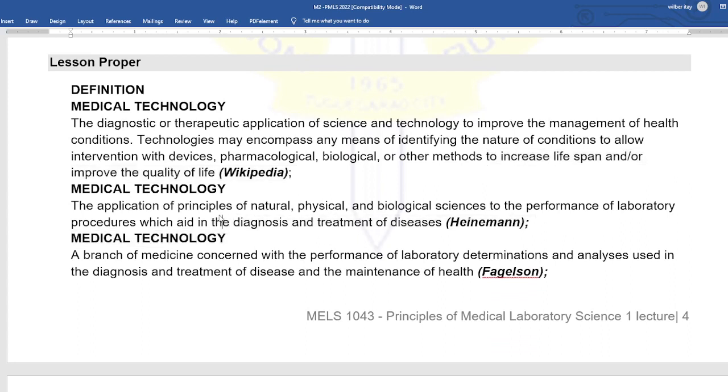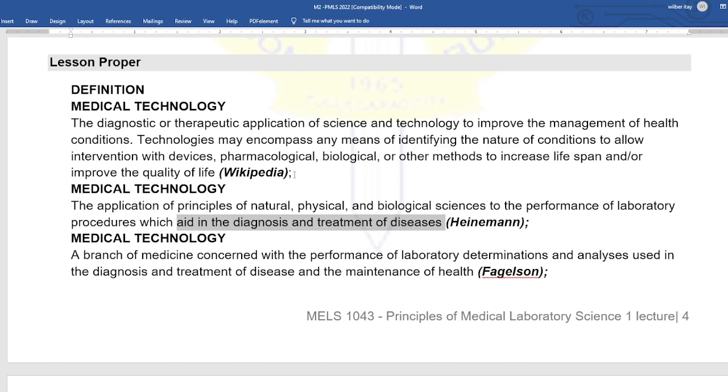So actually, this is our main focus in the laboratory. In clinical laboratory, when we are working in a clinical laboratory, because under the different definitions of medical technology here, the focus is on the clinical side or the work of the medical technologist in the clinical laboratory, which is to aid in the diagnosis and treatment of the diseases. Basing on the result that is given by the medical technologist, these are utilized by doctors in order to aid in the diagnosis as well as treatment.